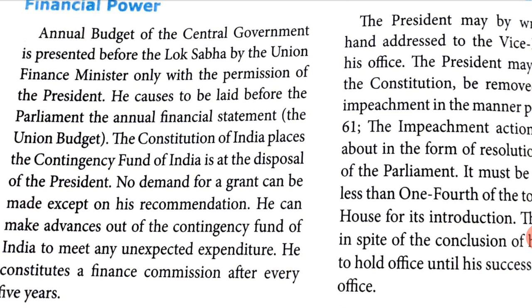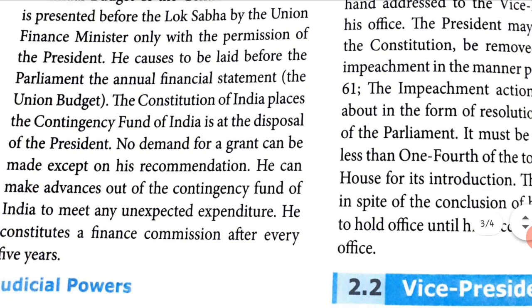The Constitution of India places the Contingency Fund of India at the disposal of the President. So the money he wants to give is at his disposal. If he says it is okay to give, then he can do it. No demand for a grant can be made except on his recommendation. He can make advances out of the Contingency Fund of India to meet any unexpected expenditure. He constitutes a Finance Commission after every 5 years. So he makes a commission, a group, after 5 years to discuss this.